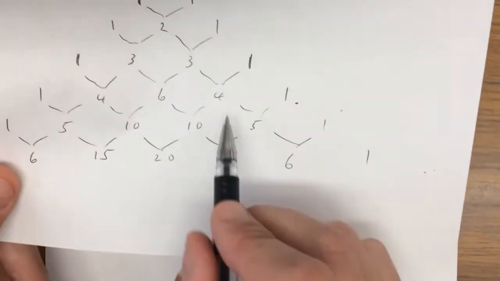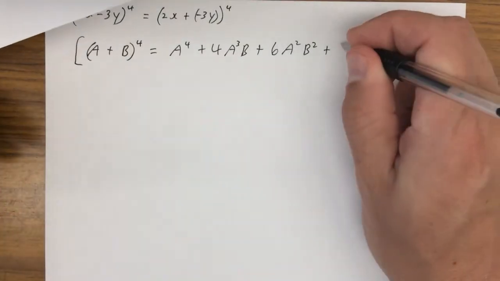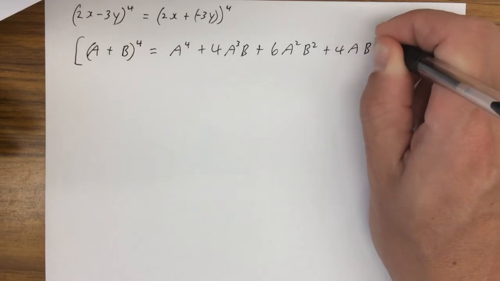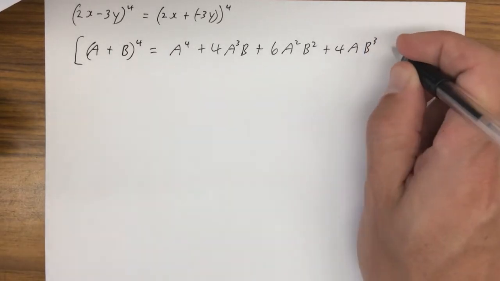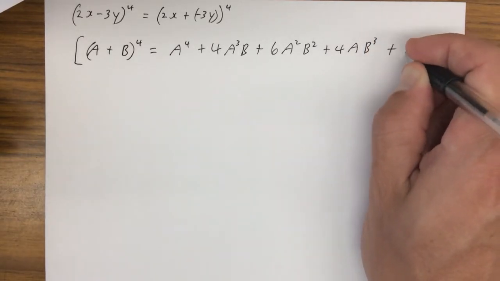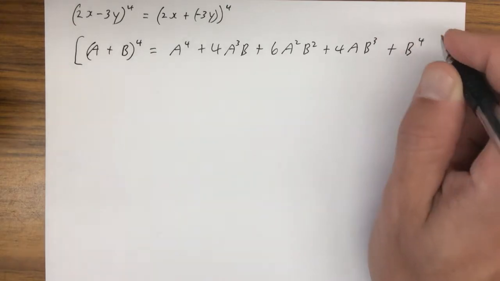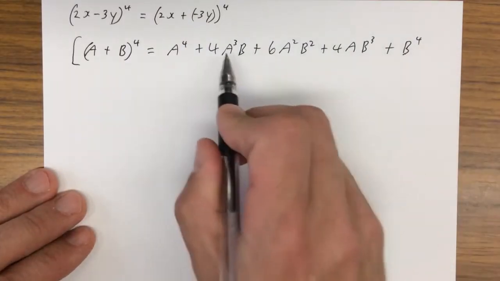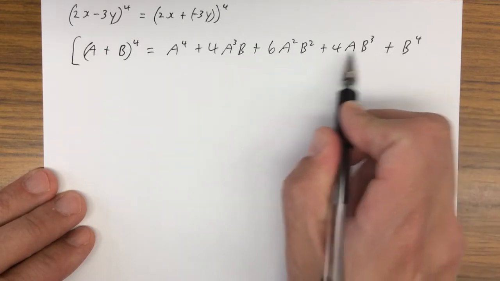The next coefficient is 4. And it's going to be a times b cubed. And then the last one is plus b to the 4th. And you can see the symmetry in this. Okay, so after the middle it goes the same numbers.